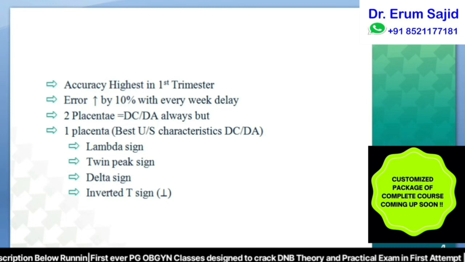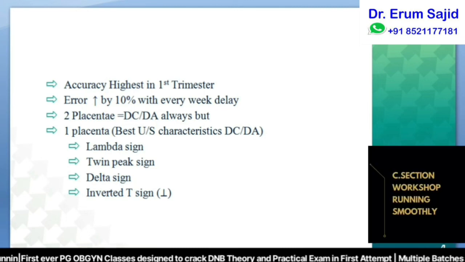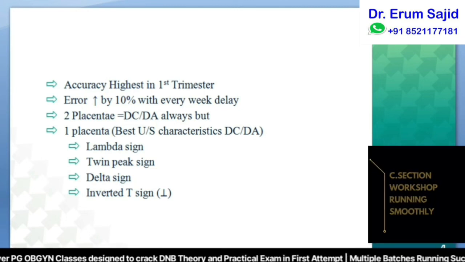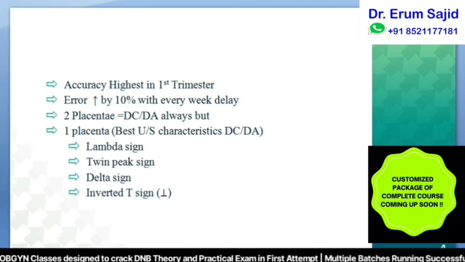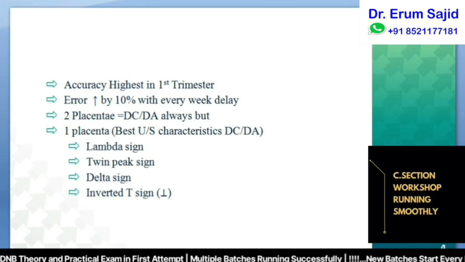So in this case, how will you find out? There is something called the lambda sign, or twin peak sign, or delta sign. This is basically more to do with the ultrasonologist than with you, but you should at least know these terms, like I said in my lecture also. Lambda sign, twin peak sign, delta sign, inverted T sign will tell you whether it is a dichorionic or a monochorionic pregnancy.